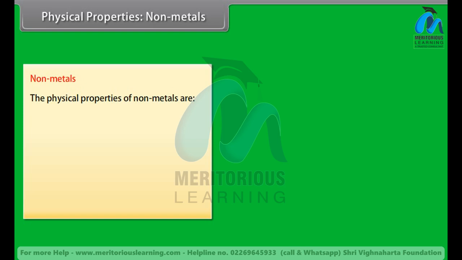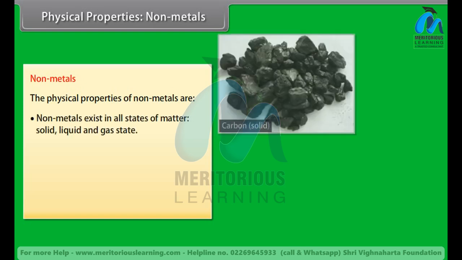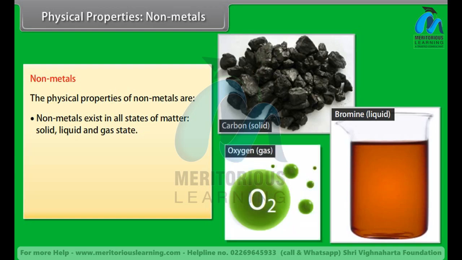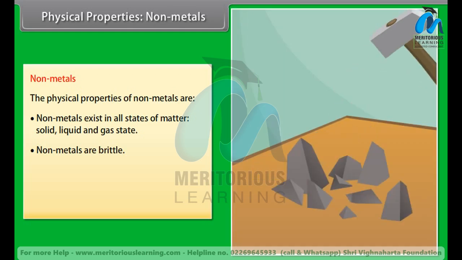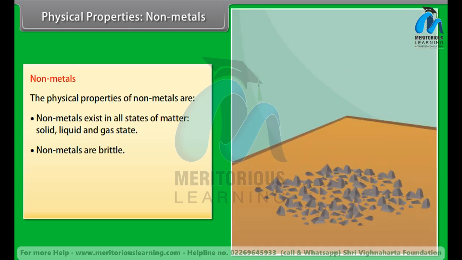Physical state. Non-metals exist as solid, liquid, or gaseous in state at room temperature. Gas: oxygen, chlorine, fluorine. Liquid: bromine, and solid: carbon. Non-malleable and non-ductile. Non-metals are brittle and cannot be rolled into wires or beaten into sheets.